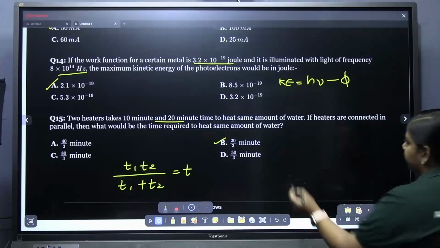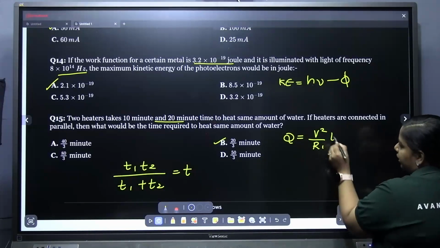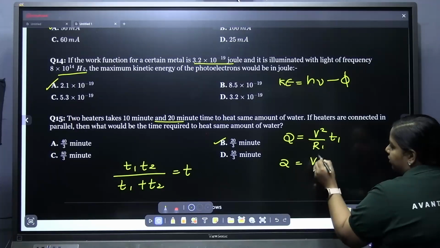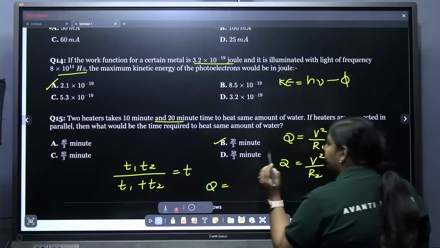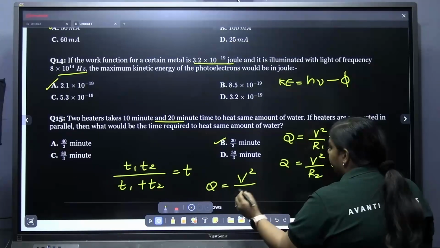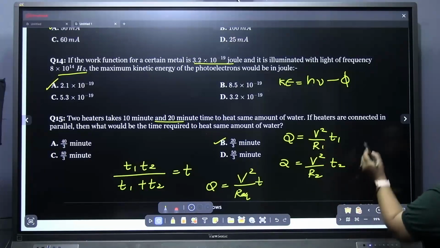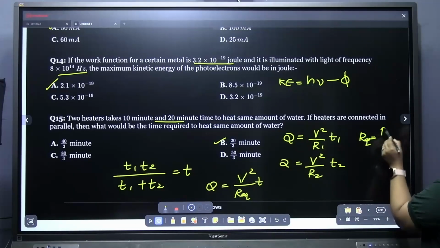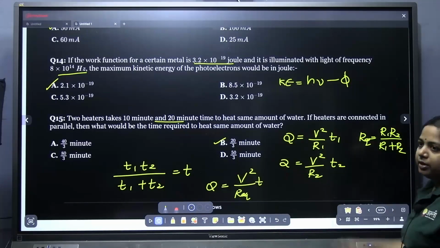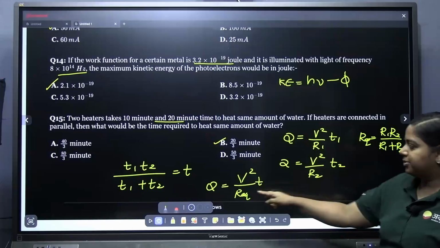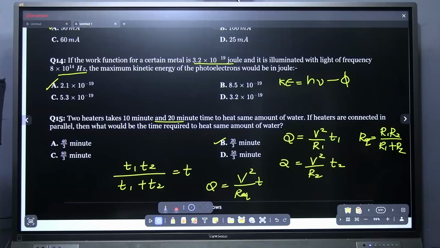If you don't remember, we are using this Q equal to V square by R1 times T1. Q is equal to V square by R2 times T2. Again Q is equal to V square by R equivalent into T. So R1 R2 we are substituting and finding R equivalent equal to R1 R2 divided by R1 plus R2. Find R1 R2 from these two equations, substitute it here, you will get the answer. Okay, I hope you understood it.